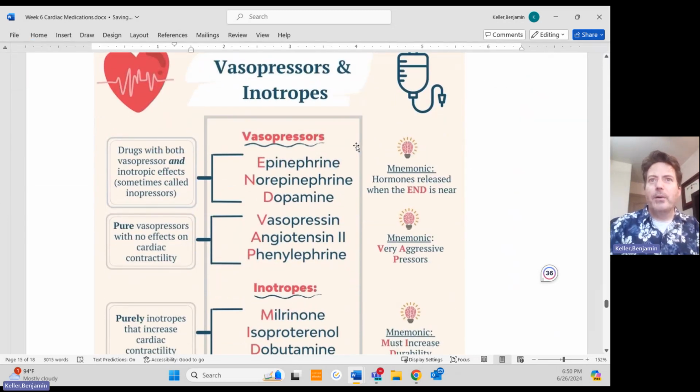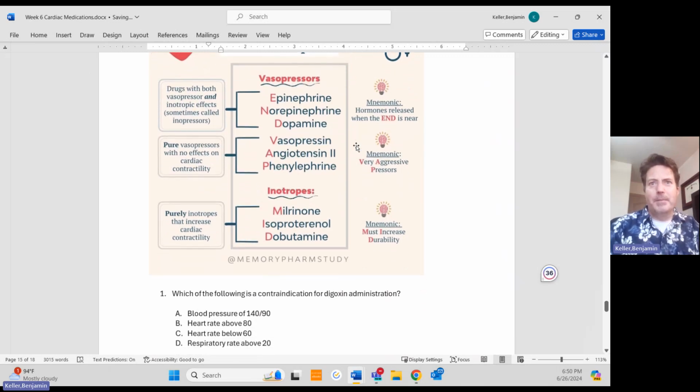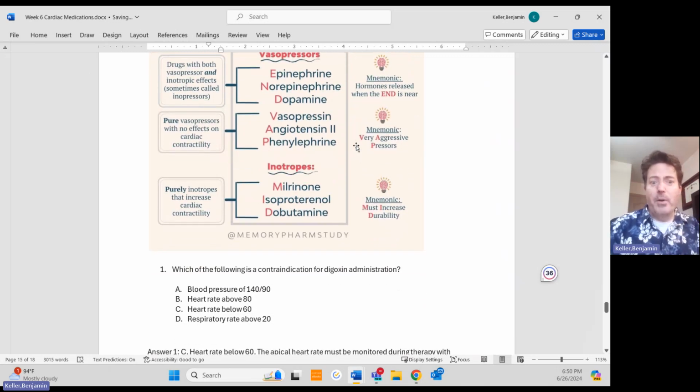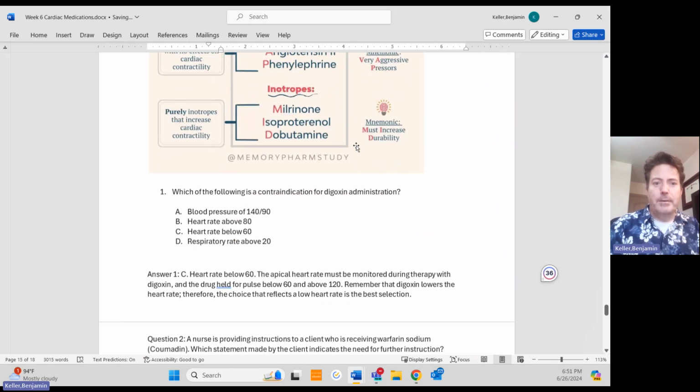So here's just a quick little image here for you with some vasopressors and inotropes. Don't necessarily need to know these, but you might want to know them someday if you're interested in cardiac ICU.